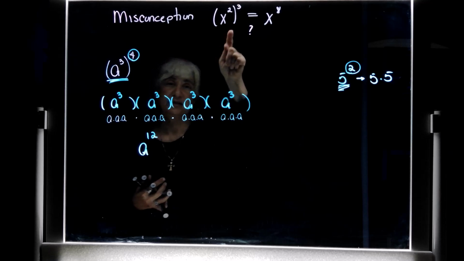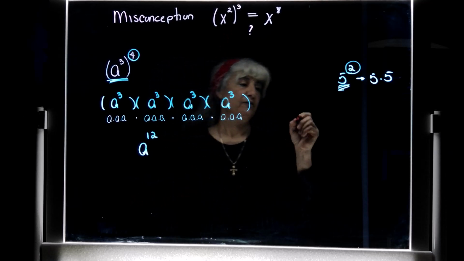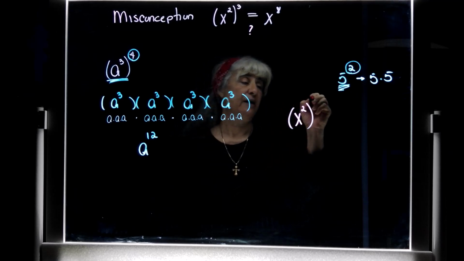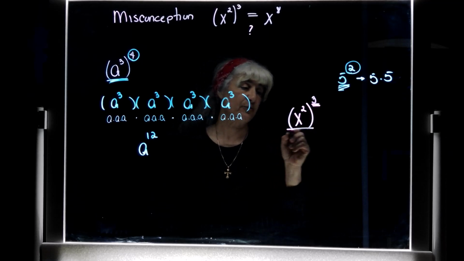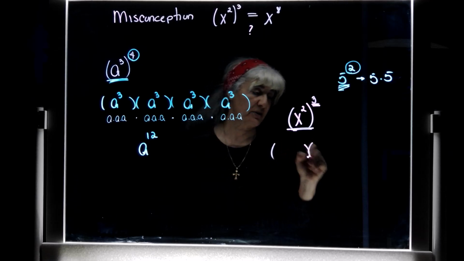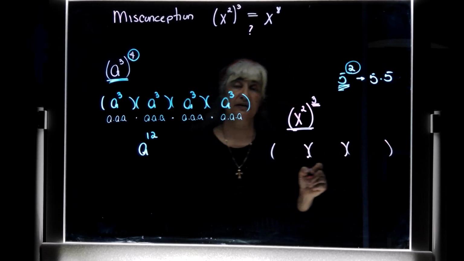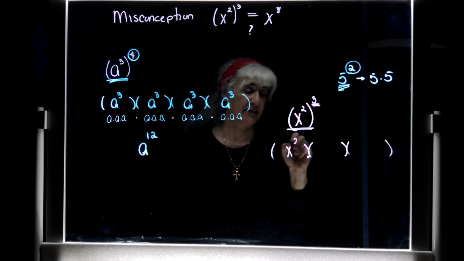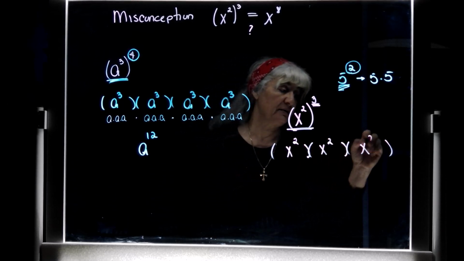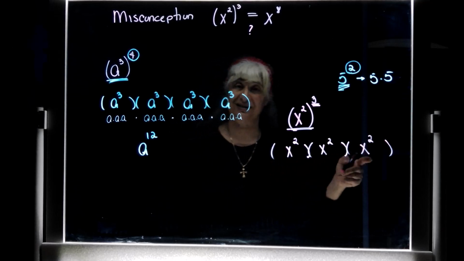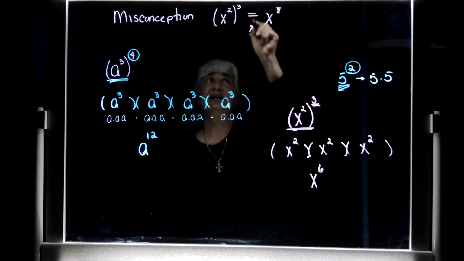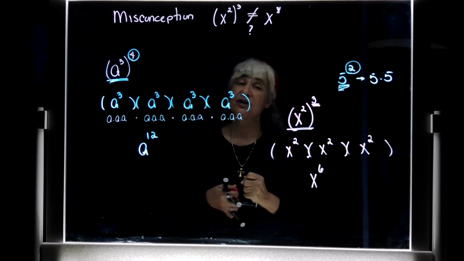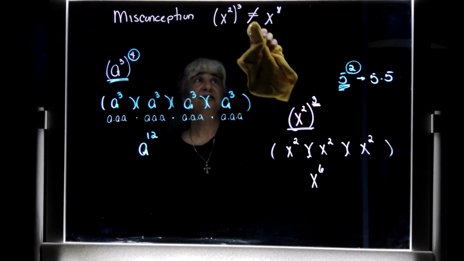So if I take a look at this over here, x squared in parentheses, and that's being raised to the power of 3. According to that power, I have 3 of these parentheses because the 3 is sitting on top of the parentheses. And in each parenthesis, I have x to the power of 2. Well, how many x's is that? 2, 4, 6? So that's x to the power of 6, isn't it? Not x to the power of 8. That's not true. This is not true.